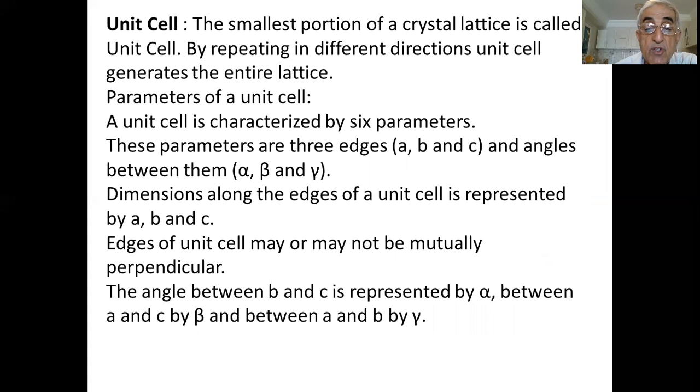Dimensions along the edges of a unit cell are represented by A, B, and C. Edges of a unit cell may or may not be mutually perpendicular. The angle between B and C is represented by alpha, between A and C by beta, and between A and B by gamma.